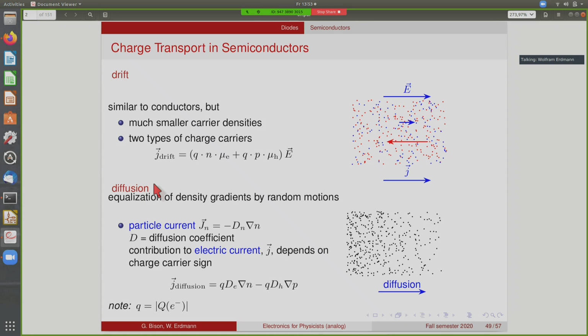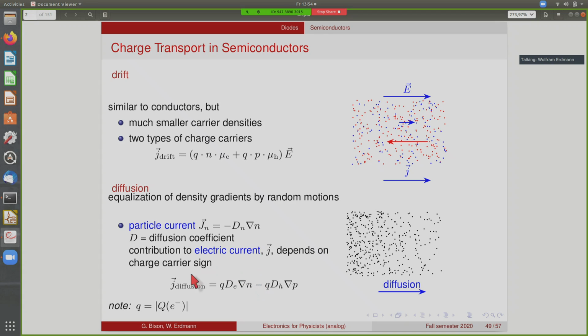The second important feature is diffusion, which tends to equalize density in a volume by random motion. So for an individual electron or hole, this is just a random walk through the material. But if you look at the total ensemble, this tends to lead to a particle current that is opposite to the density gradient, and the constant of proportionality is called the diffusion coefficient. So this also contributes to the electric current, and this contribution can actually be large. It can even be stronger than drift in some cases, and the direction depends on the charge carrier sign again.